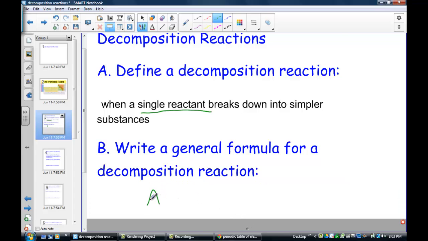If we take a compound AB, and we break it back down into its building blocks, compound A plus B, we've separated the building blocks, haven't we? A single reactant breaking down into the building blocks it came from. In a combination, we built it. In the decomposition, we break it back down. The opposite pattern of where we started.